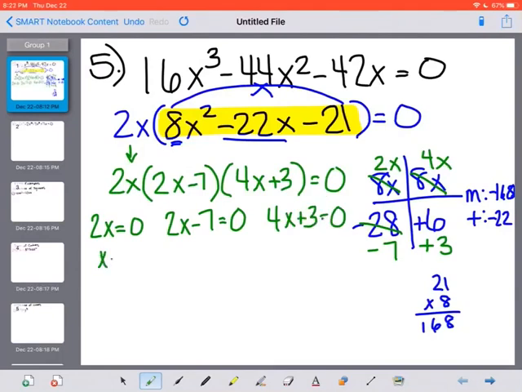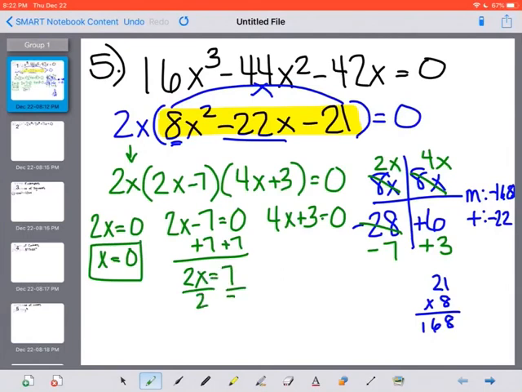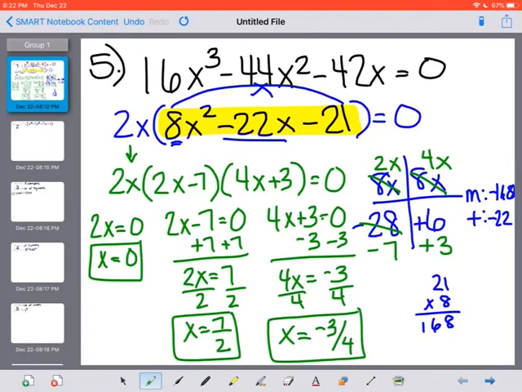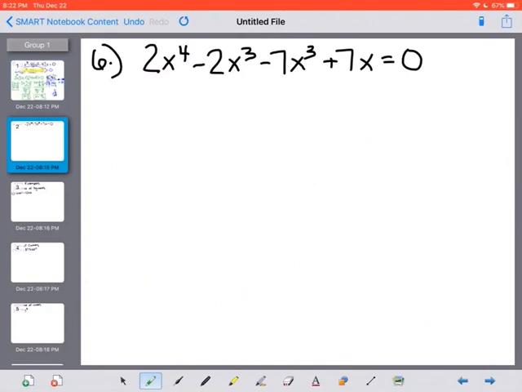Well, this just means x equals 0. We have to add the 7. We get 2x equals 7. Divide by 2. So x is going to equal 7 halves. And then subtract 3 and divide by 4. So x is going to equal negative 3 over 4. So that's number 5. Number 6 of what you sent me.